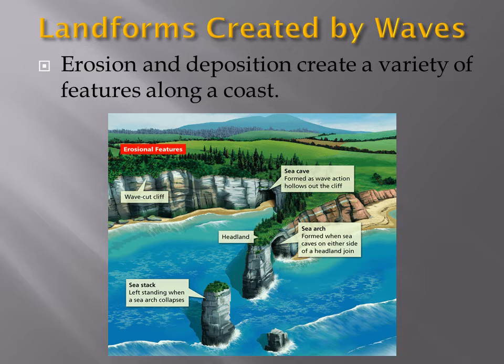A sea arch is another feature of wave erosion that forms when waves erode a layer of softer rock that underlies a layer of harder rock. If an arch collapses, a pillar of rock called a sea stack may result, as you can see in this picture.